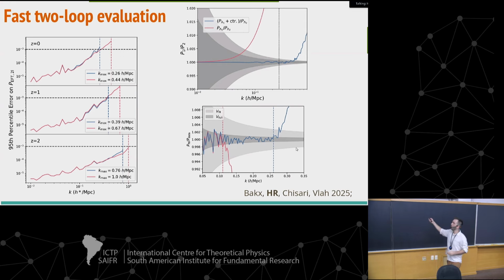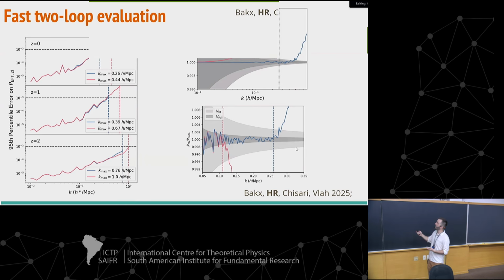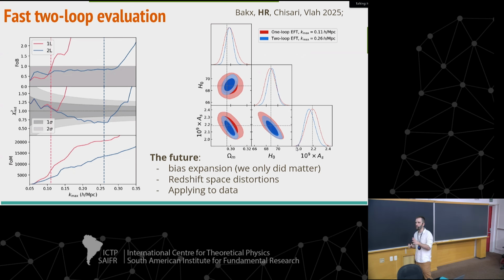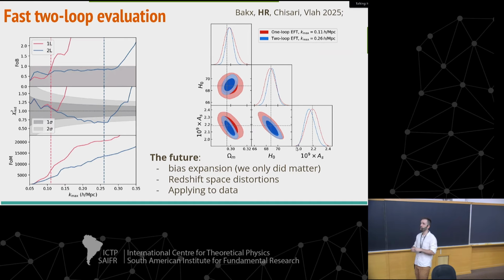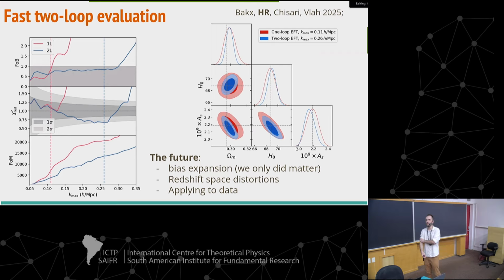So the question is, okay, I can have information from smaller scales, but I'm adding more parameters. Does it compensate for adding more parameters? And the answer to this question is yes. What I'm showing here is the one loop result fixed at 0.11, which is the kmax we find, and the two loop result fixed at 0.26. Those are constraints you get on A_s, H0, and omega_m. The two loop contribution is able to gain a factor 30%-ish on the cosmological parameters, even after considering more counter terms. So you're marginalizing over more terms, but this still gives more information because I'm able to go to smaller scales, okay?